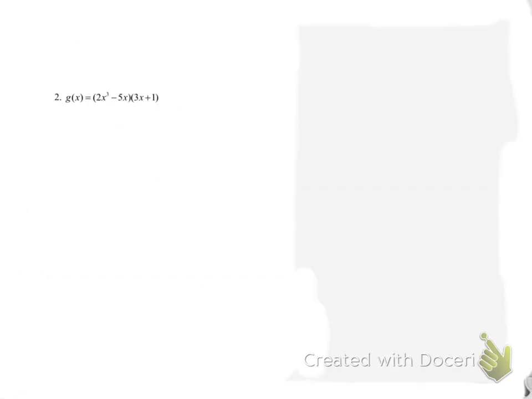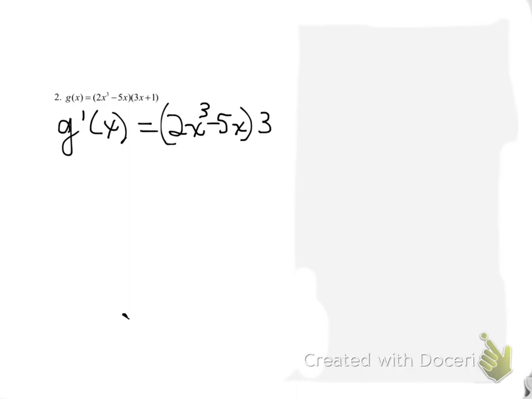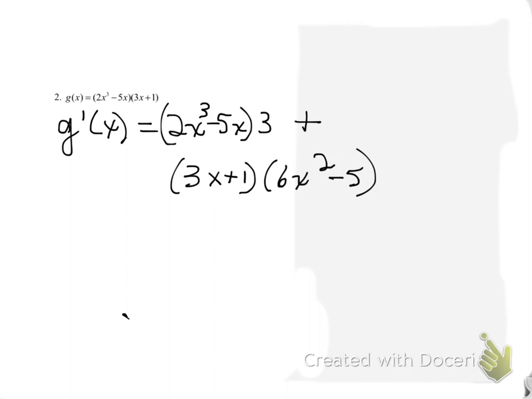Okay, here's problem 2. So let's see, we have g prime of x equals left 2x squared minus 5x, d right, which is 3, plus, I'm going to come down below. So I did left d right plus right d left, carefully because I've got a couple of terms here. So I have 6x, don't forget the squared, and then minus 5.